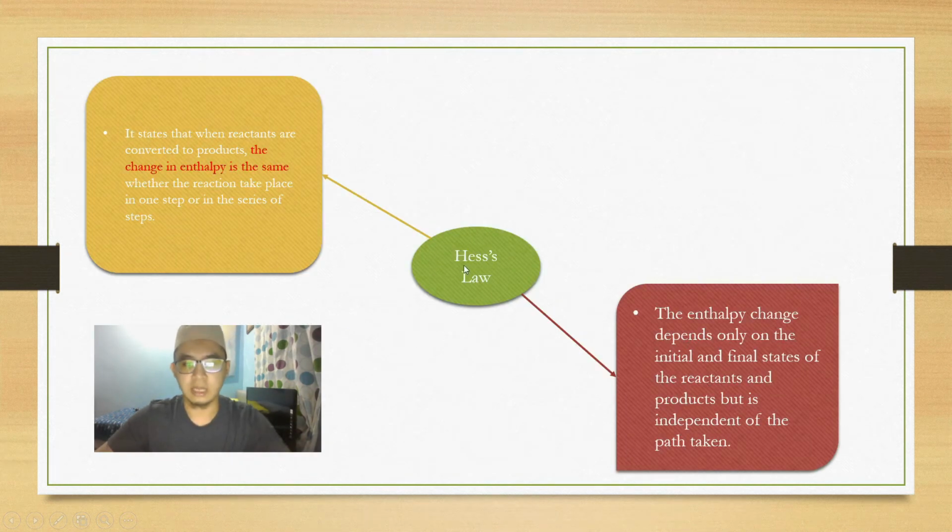And now we will talk about Hess's law. Hess's law states that when reactants are converted to products, the change in enthalpy is the same whether the reaction takes place in one step or in a series of steps. The enthalpy change depends on the initial and final state of the reactants and products, but it is independent of the path taken.